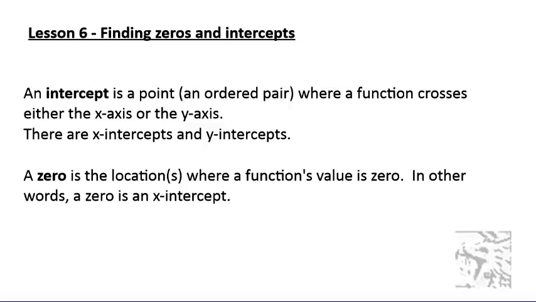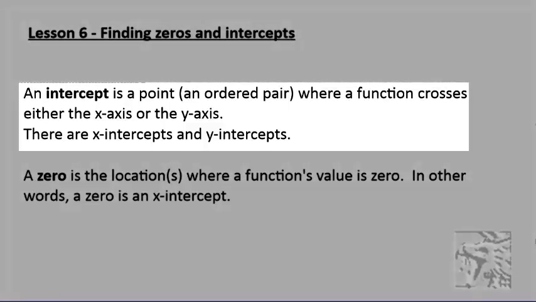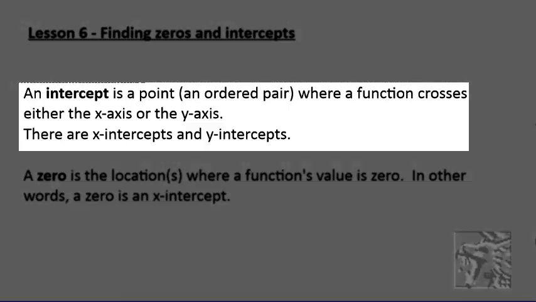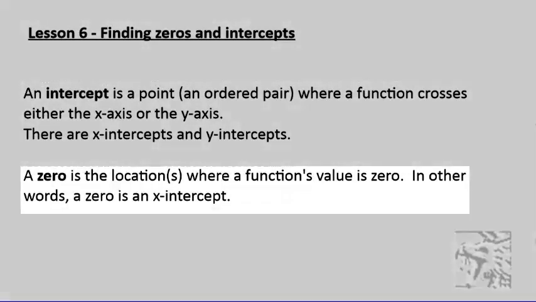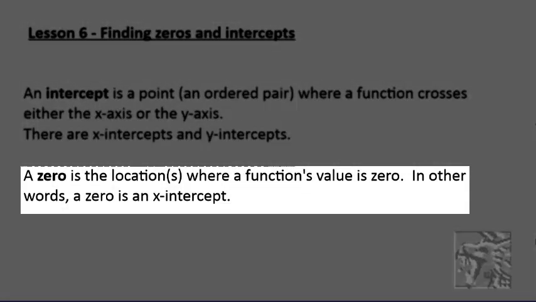For lesson 6, we're going to talk about finding zeros and intercepts. So let's define each of those things first. An intercept is a point, which is an ordered pair on a graph, where a function crosses either the x or y axis. There are x-intercepts and there are y-intercepts. A zero is the location or locations where a function's value is 0.